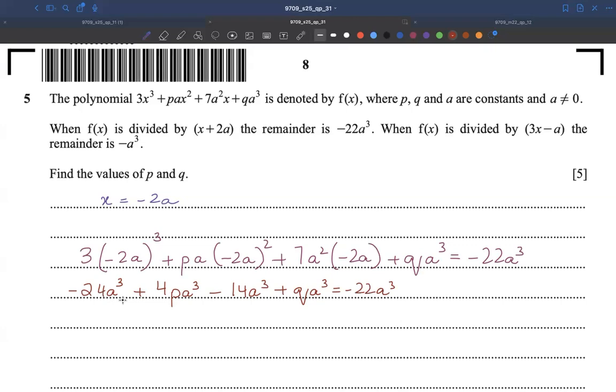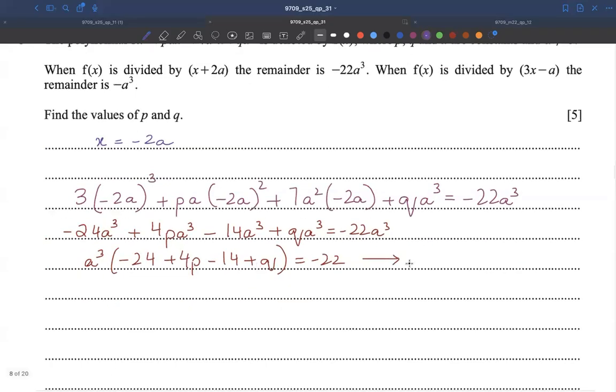Now we can see that a cube is common in all of the terms. We can just take a cube common out and simplify this as minus 24 plus 4p minus 14 plus q equals minus 22. We can simplify this as well to make a first equation. So 4p plus q we can leave on one side. So 4p plus q will equal minus 22 plus 14 plus 24. So minus 22 plus 14 is minus 8, minus 8 plus 24 would be plus 16. So this will be our first equation.